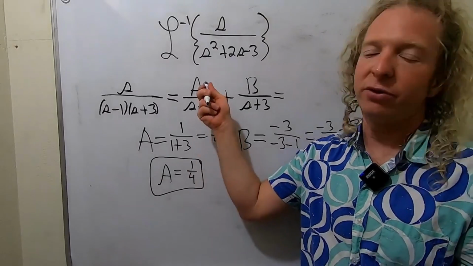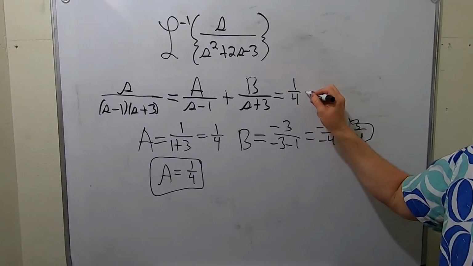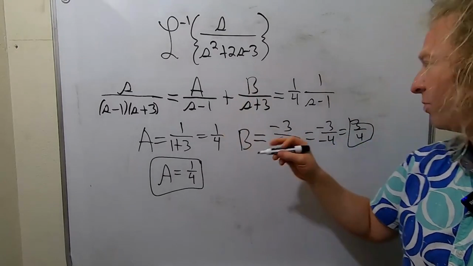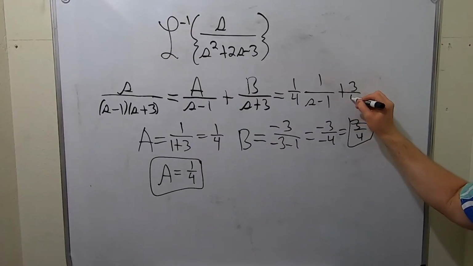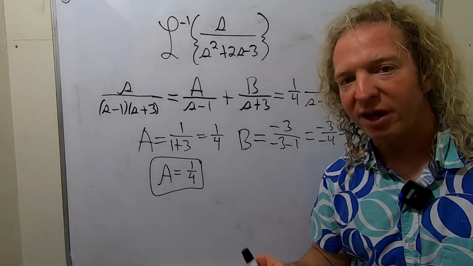So you can write this. A is 1/4. You put it up top, but you really put it in the front when you do this. So 1/4 times 1 over s minus 1. And then b, same thing. You put the 3/4 in the front. 1 over s plus 3. Good stuff. Okay, now we just have to take the inverse Laplace of this.